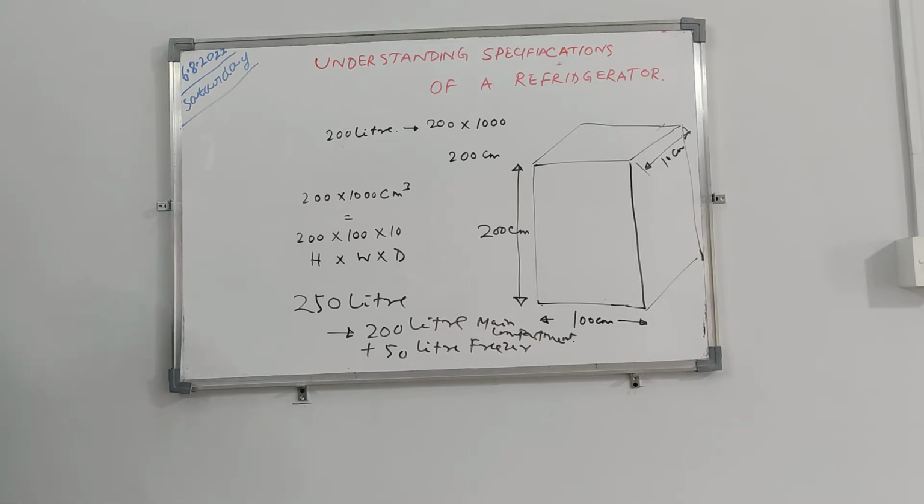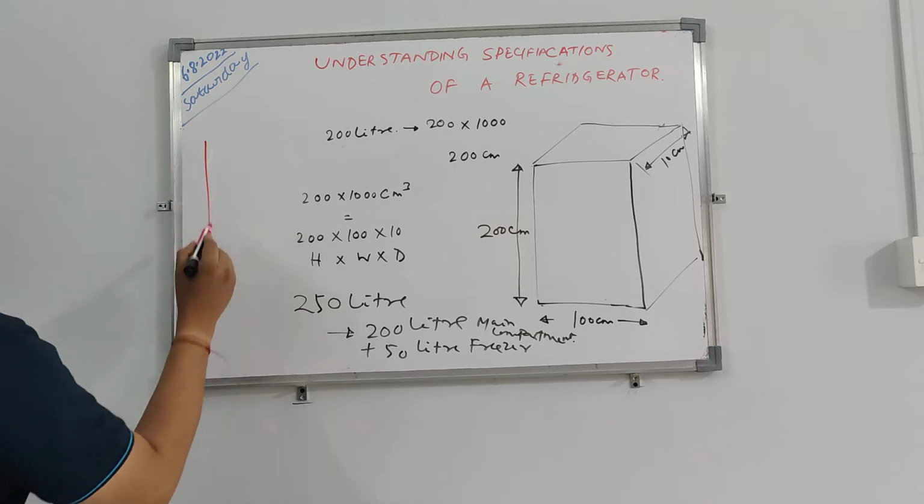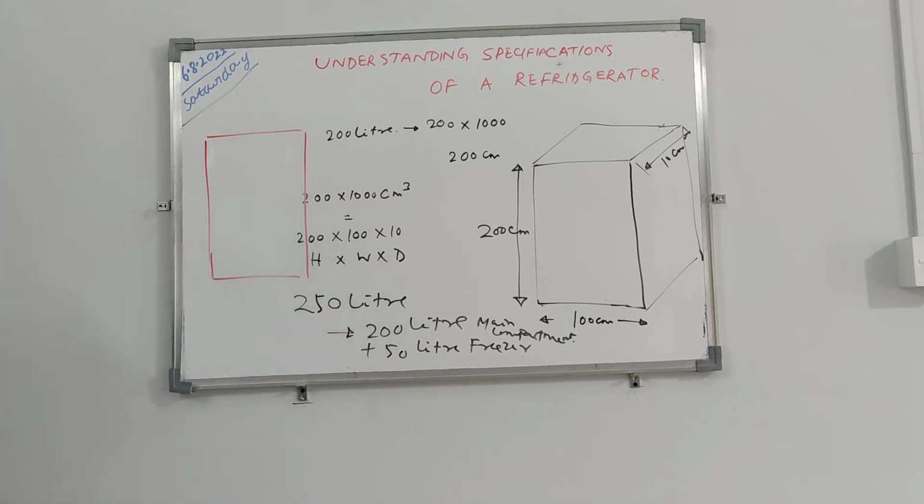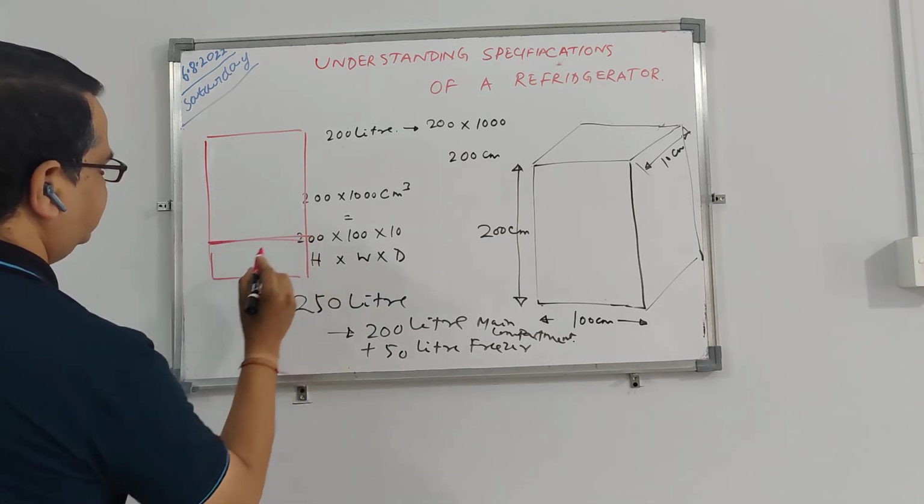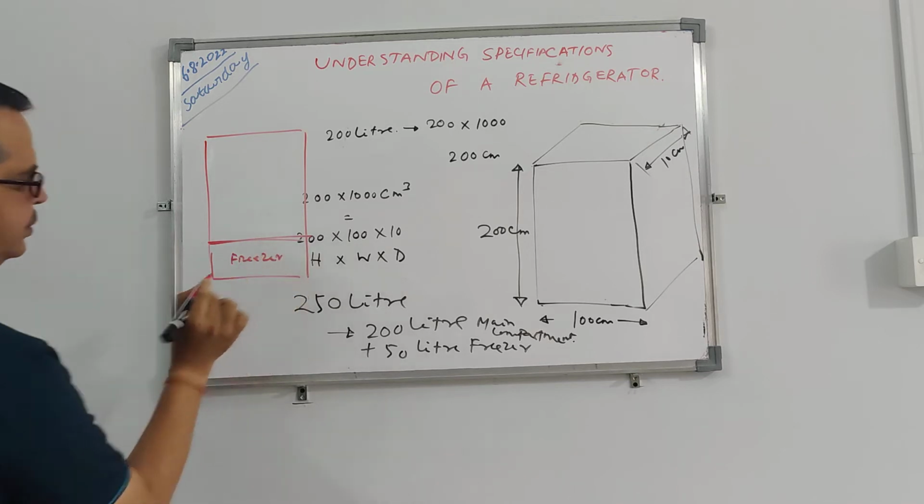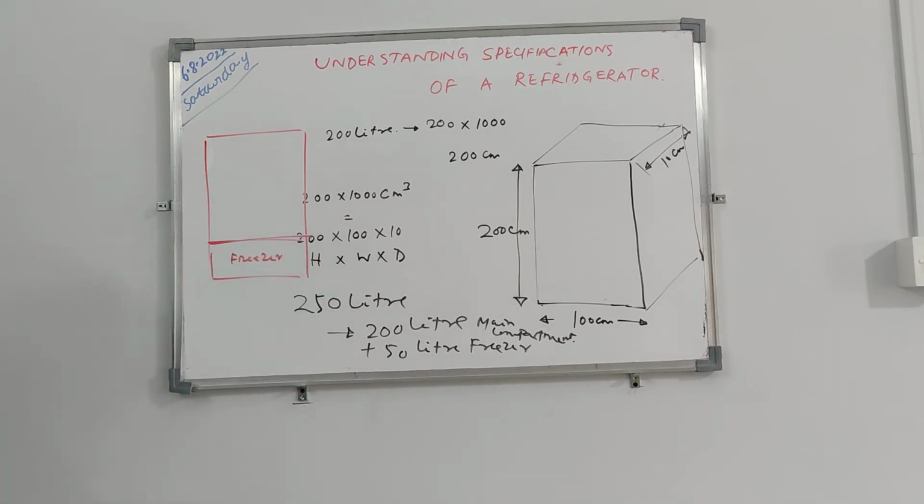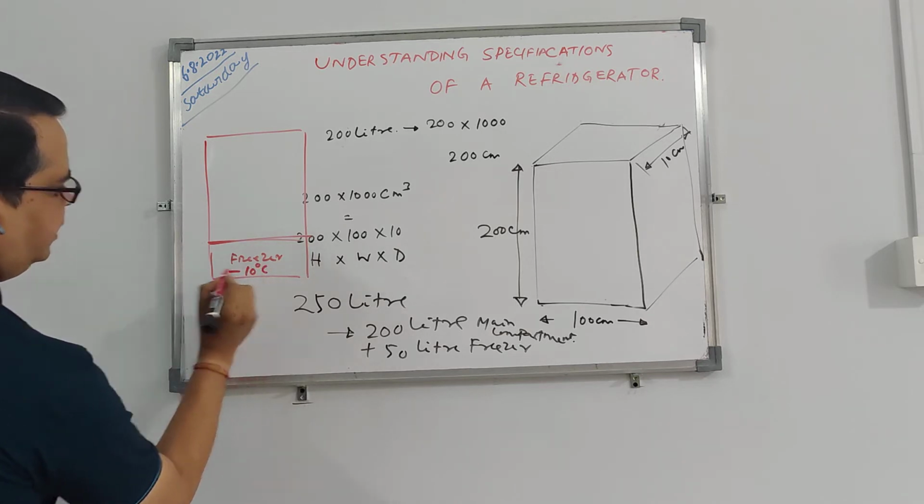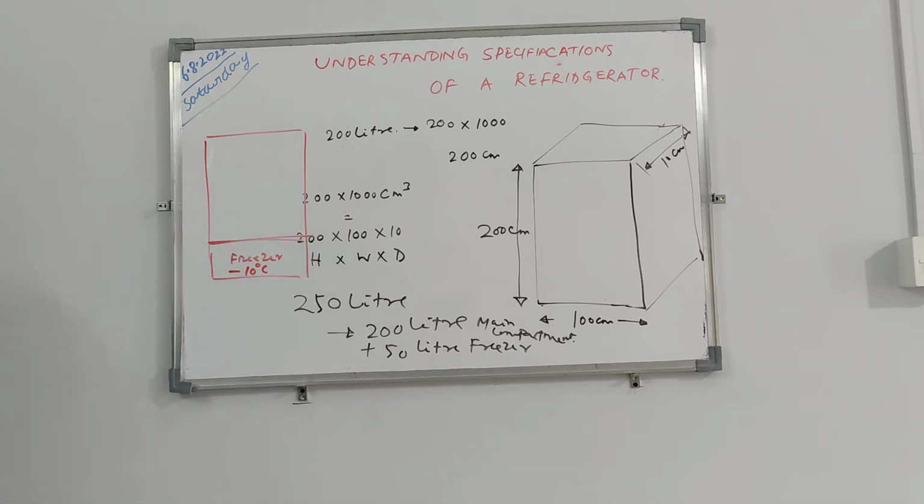So for example, in a typical refrigerator, say this is my refrigerator. Let us say I have different chambers in my refrigerator. Let us say the lowermost chamber is my freezer. It is sub-zero temperature. This freezer is typically at minus 10 degree centigrade. That kind of temperature you meet.